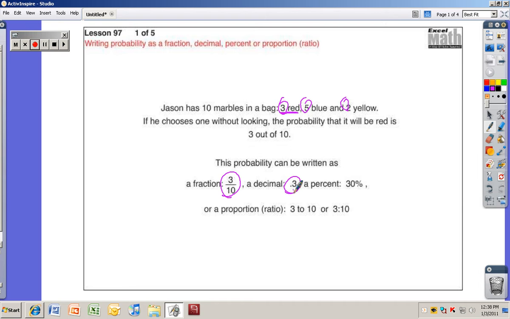as a decimal because 3/10 is 0.3, and as a percent because 3 out of 10 is the same thing as 30 out of 100, which is 30%. Or a proportion, or a ratio, and that would look like 3 to 10, or 3:10. So all of these mean the same thing, same idea, but it just looks a little bit different.